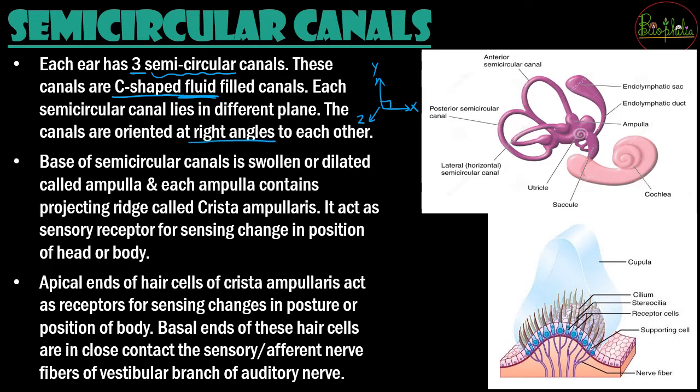So each base of the semicircular canal is going to be swollen or dilated. So here you can see very well in the diagrams, the base is going to be swollen or dilated. And this part that is swollen or dilated is called as ampulla. Ampulla is what region? The base that is swollen or dilated. And each ampulla is going to consist of a projecting ridge. This projecting ridge is called as crista ampullaris. This crista ampullaris is going to be acting as a sensory receptor to understand the change in position.